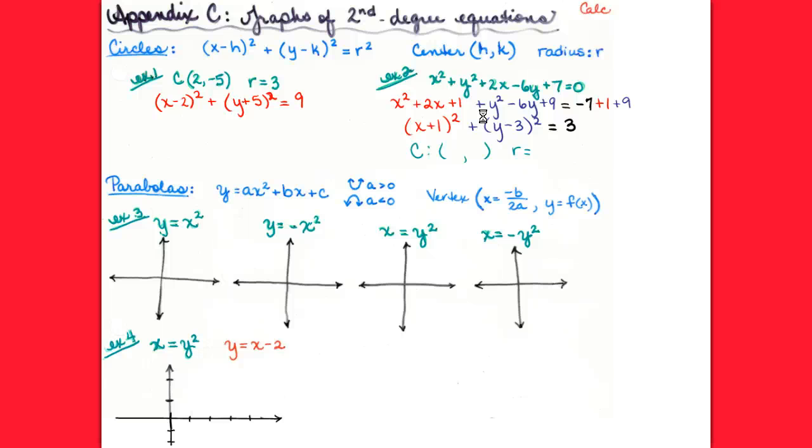So what's your center? -1, +3. So when you've got your equation, which is x minus h and y minus k, you can kind of think of it as the opposite of those numbers. So you can think of it as the opposite of +1 is -1, and the opposite of -3 is +3. All right, then for your radius, how are you going to find your radius?